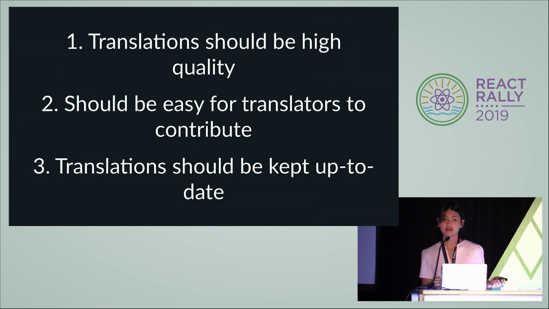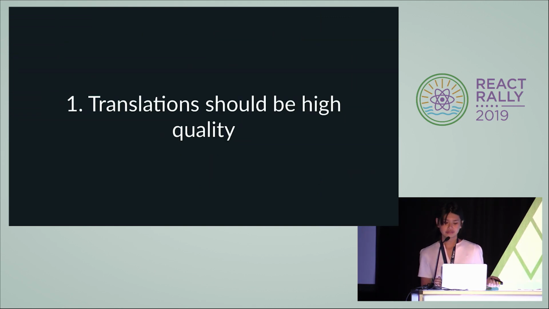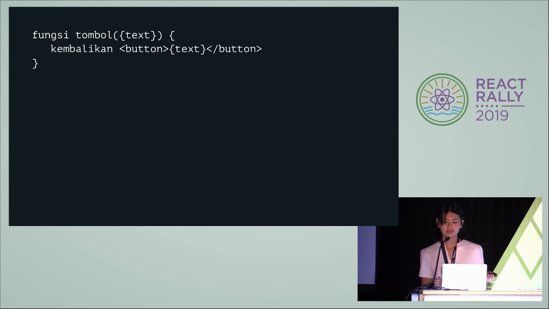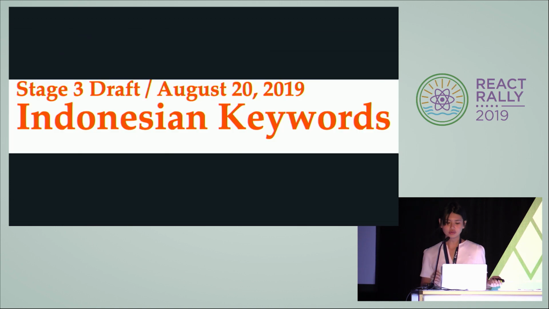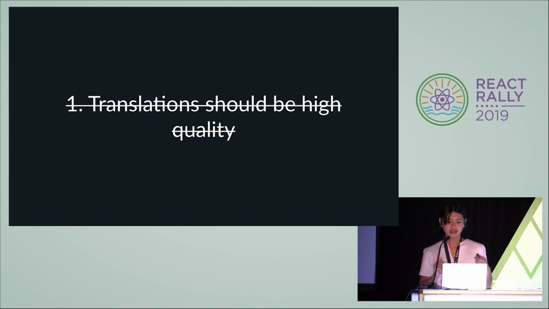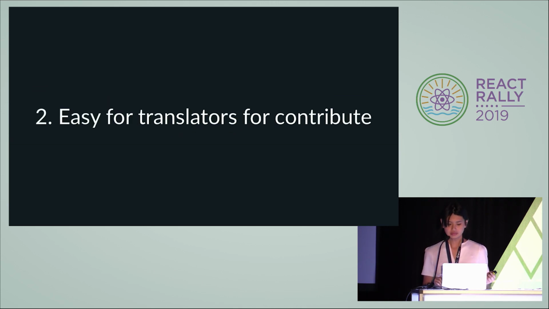Well, let's look at the 3 criteria that we're searching for again. Translation should be high quality. There was honestly not that much accountability between the different translations, which meant people often just Google translated the keywords, like into Indonesian right here. And while it would be cool if there were functional keywords in JavaScript, as far as I know, that's not a TC39 proposal to make Indonesian keywords. So that's not a good thing.